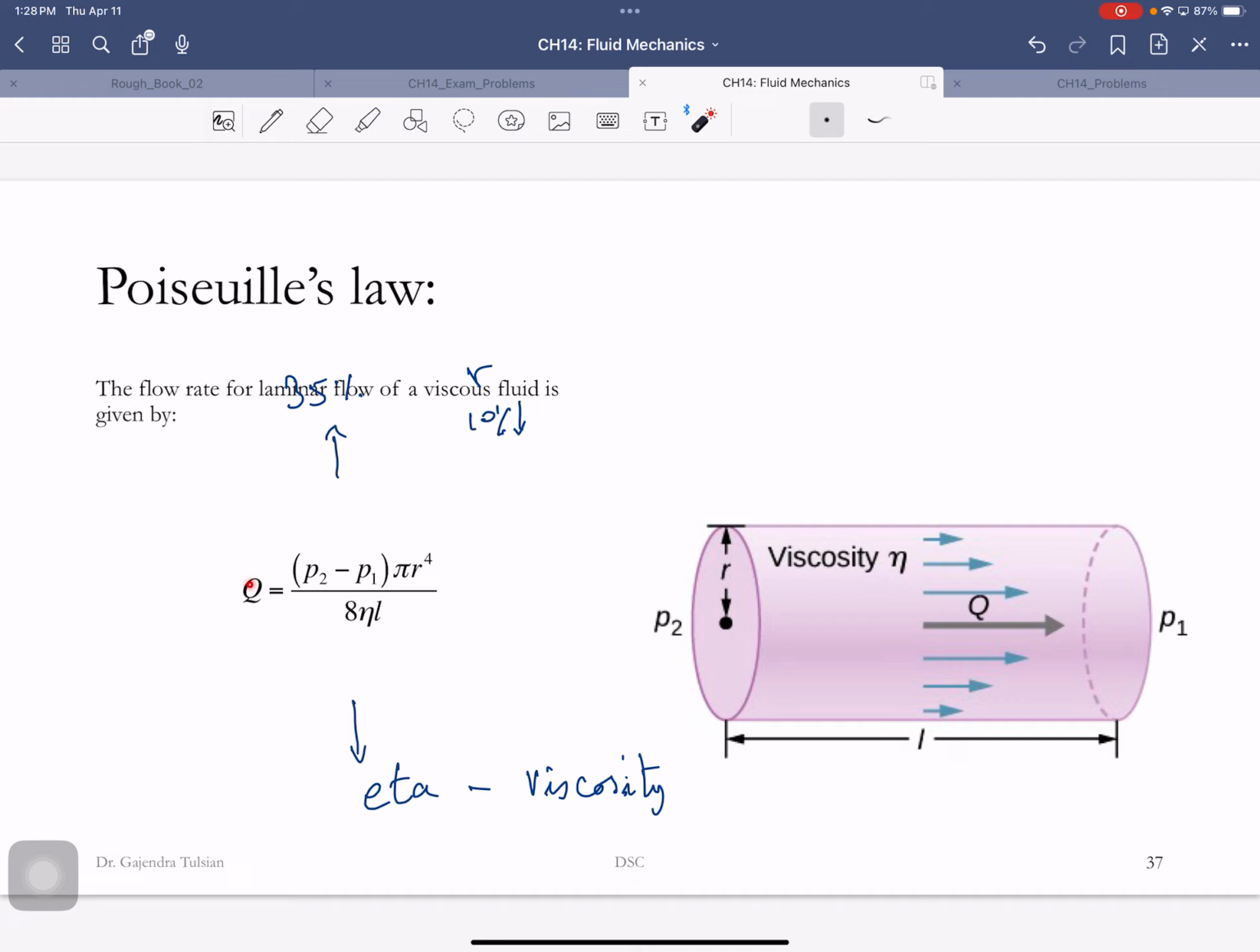So the flow rate is the pressure difference times pi R to the power 4, divided by 8 eta L. L is the length of the pipe. This pressure difference is your electricity cost. So when you pump oil from Prudhoe Bay down through Alaska, there's the pressure difference that you have to maintain.